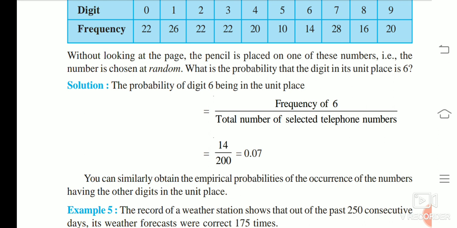Suppose its unit digit is 9. So your probability of getting 9 is 20 divided by 200. Suppose 0. So 22 divided by 200, like that. Here only one question is asked. What is the probability that the digit in its unit place is 6? That is 6, here 14 times. So 14 divided by 200.